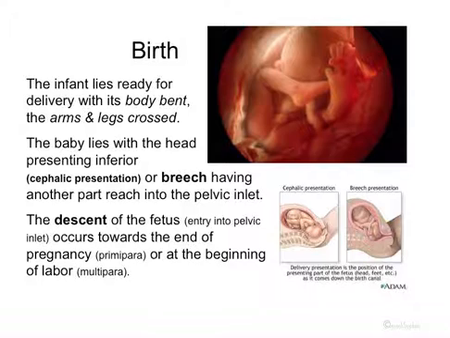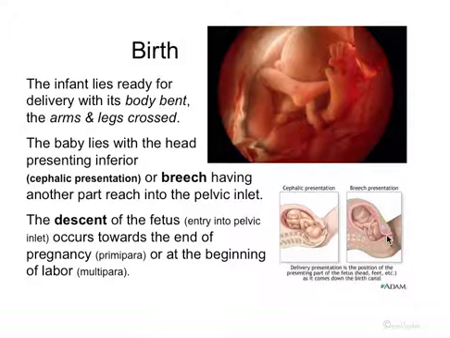When the infant is ready to be born, it lies with its body bent forward, its arms crossed and its legs crossed, and the head is presenting downward, inferior, and that's the preferred presentation. That's a cephalic presentation right here. Not so fortunate is a breech presentation. It's harder to deal with when any other body part is facing the pelvic inlet here.